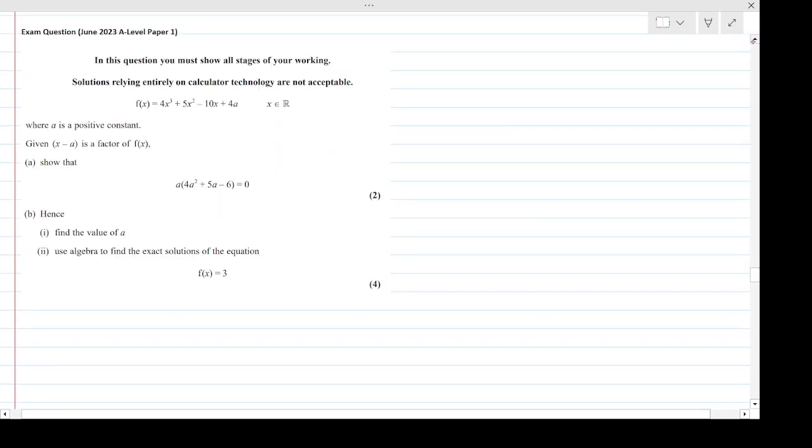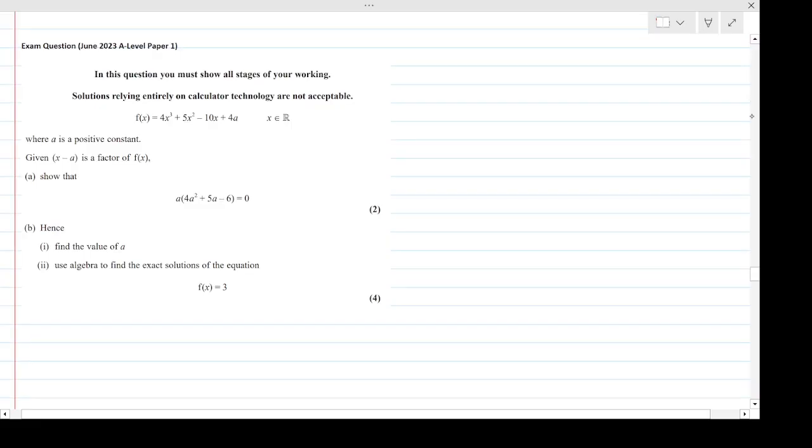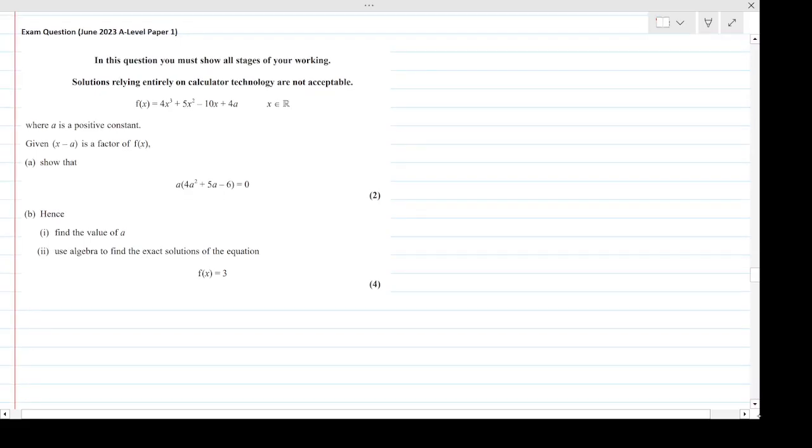Okay, let's move on to some exam questions then. So let's have a look. We are given a function f of x, which is 4x cubed plus 5x squared minus 10x plus 4a. We are given x minus a is a factor. We need to show this.